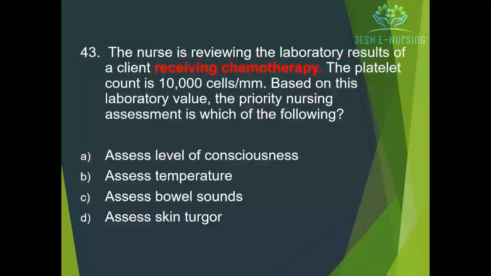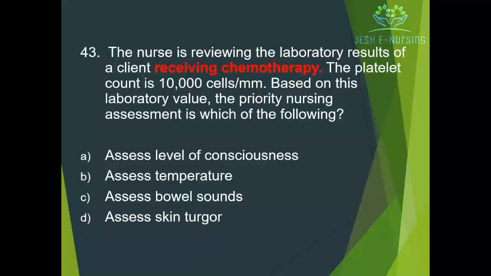Question number 43. The nurse is receiving the laboratory results of a client receiving chemotherapy. The platelet count is 10,000 cells per minute. Based on the laboratory value, what is the priority nursing assessment? So I told you before, once the patient is receiving chemotherapy, pancytopenia will develop, all three cell types. The patient will become anemic, the WBC comes low, and the platelets come low, thrombocytopenia.